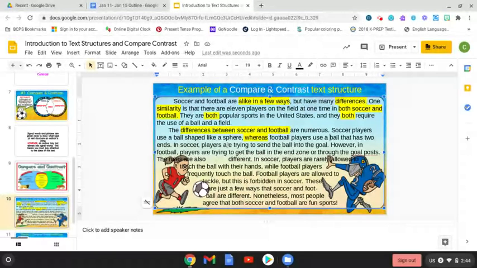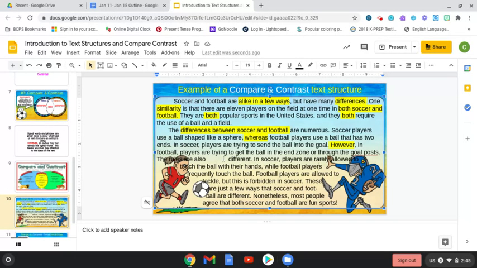In soccer, players try to send the ball to the goal. However, in football, players are trying to get the ball to the end zone through the goal posts. So again, we've got some definite differences here. Where it says, however, okay, that's a signal. So here they told me what the goal is for soccer, and here they're telling me the goal for football and showing me that they're actually different, okay?